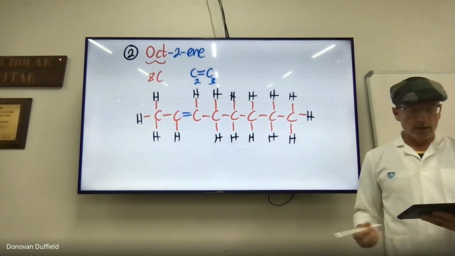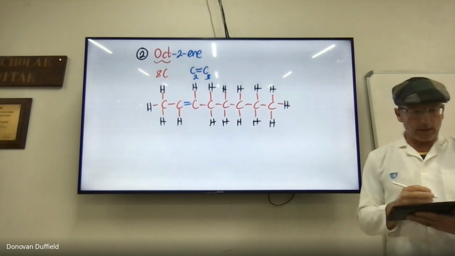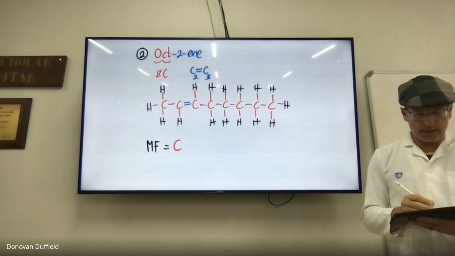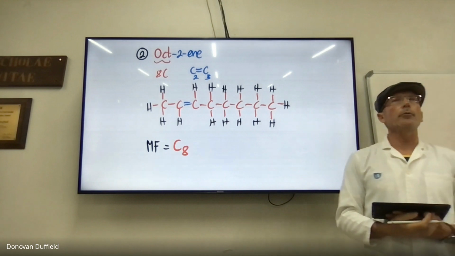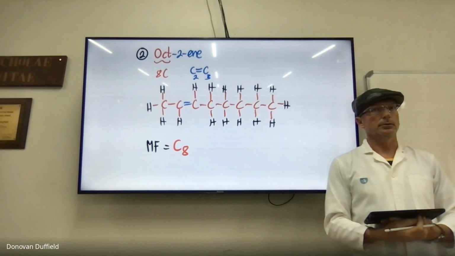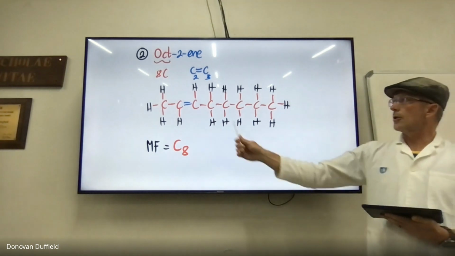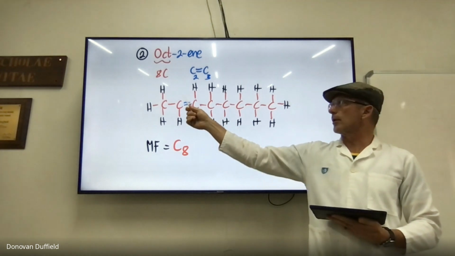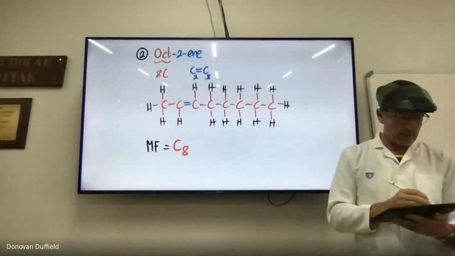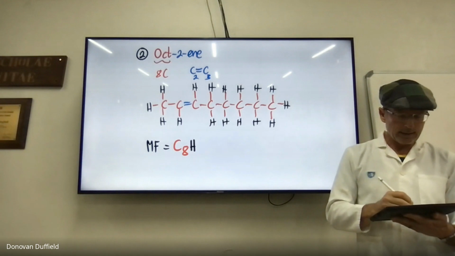All right, so now let's look at the molecular formula. The molecular formula is C8. How many hydrogens? Can you see that by adding the double bond, we've lost 2 hydrogens? So this is going to be H16.